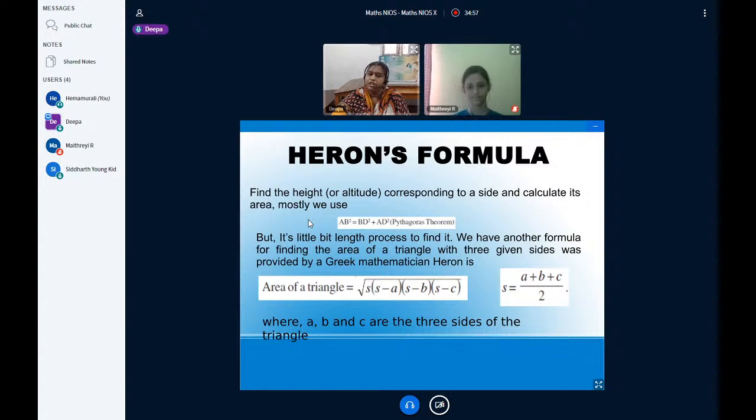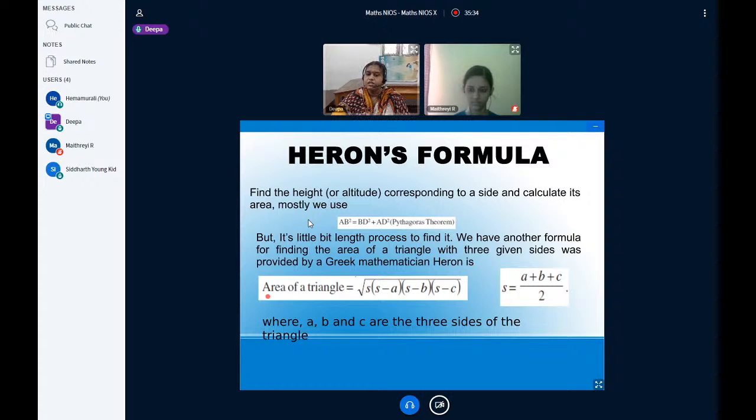Mostly we'll use the Pythagoras theorem formula to find the height corresponding to the side and calculate its area. Do you know that Pythagoras theorem? That is AB square is equal to BD square plus AD square. But this process is a little bit longer. To reduce that, we have another formula to find the area of the triangle with three given sides, which was provided by a Greek mathematician, Heron. That's why it is called Heron's formula.